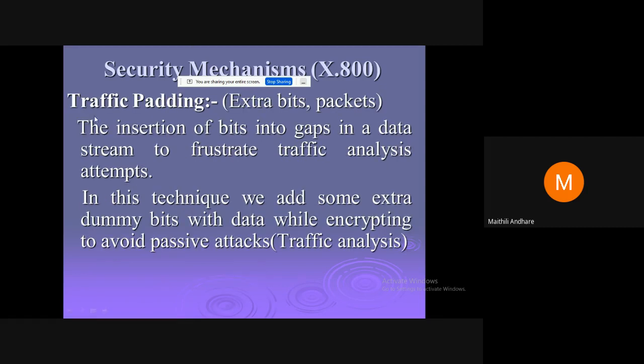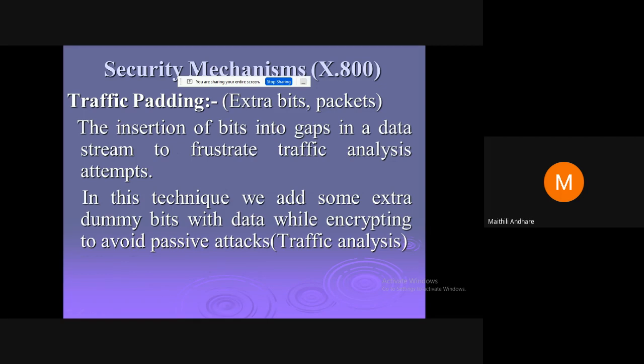The next concept is traffic padding. So already we have discussed what you mean by padding. Padding means adding some extra bits in the information in the message, or adding some extra packets in the message. Okay, means insertion of bits into the gaps in the data stream to frustrate traffic analysis attempts.